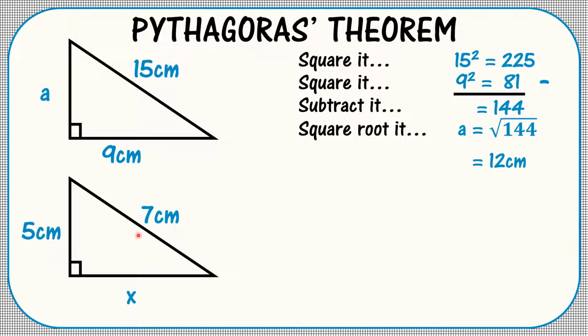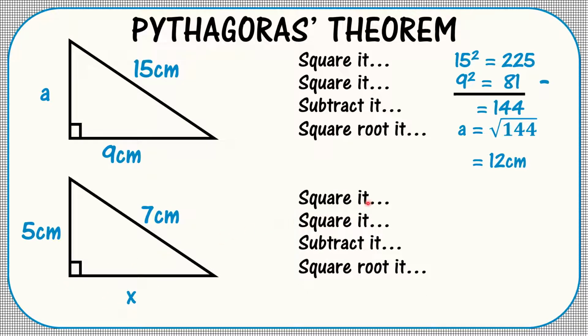Here we have another example. We have 7 centimeters, we have 5 centimeters, and we are trying to work out the value of x. Again, x is a shorter side, so what you will do is square it, subtract it, square root it. Always start with the bigger number, so 7 squared equals 49. Then you will square the next number, which is 5, so 5 squared equals 25. You will subtract these two numbers, so 49 minus 25 is equal to 24.